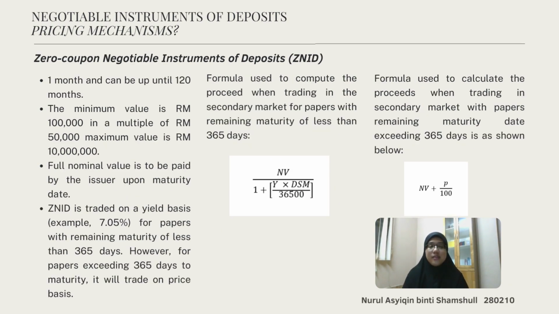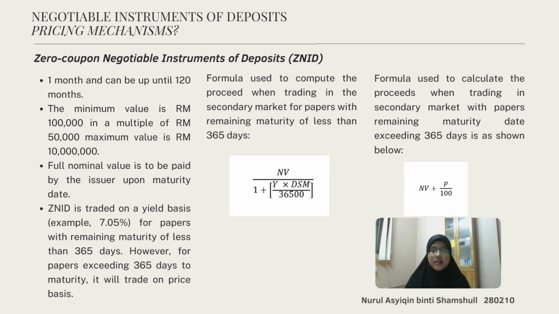Thirdly, the zero coupon negotiable instrument of deposit, ZNID. The tenor for ZNID must be at least 1 month and can be up to 120 months. The minimum value for ZNID is 100,000 ringgit, in multiples of 50,000 ringgit, with a maximum value up to 10 million ringgit. The full nominal value is to be paid by the issuer upon the maturity date.